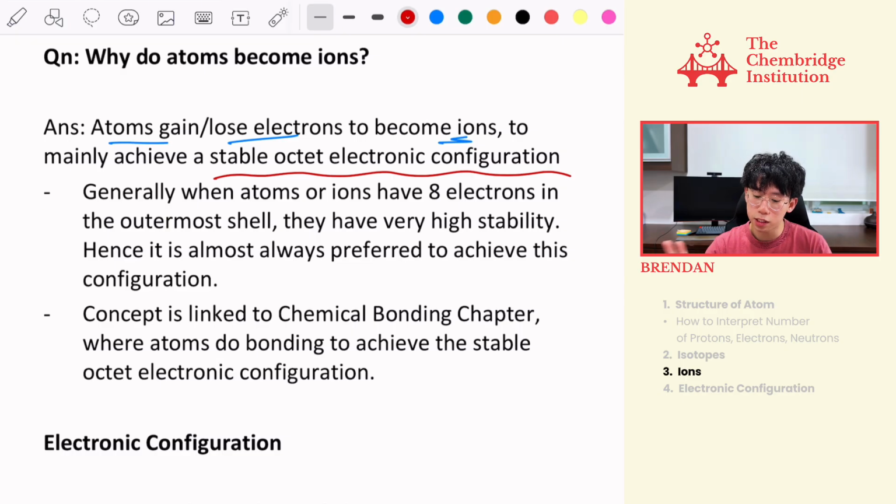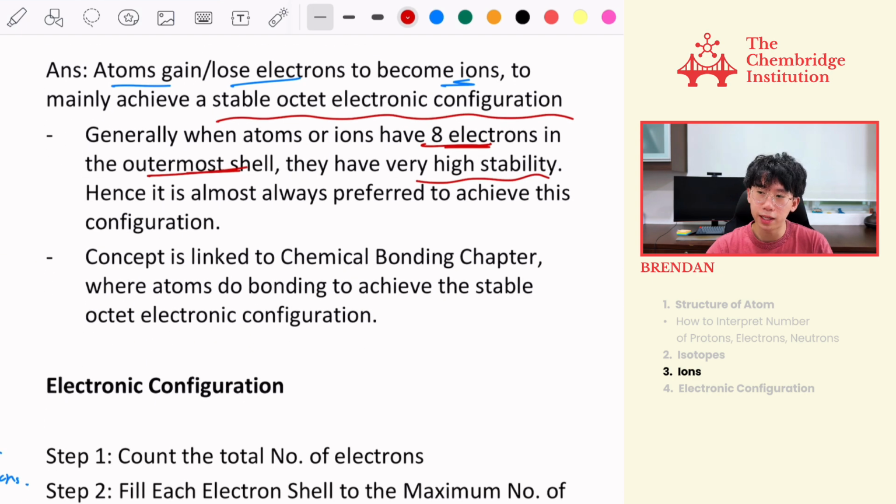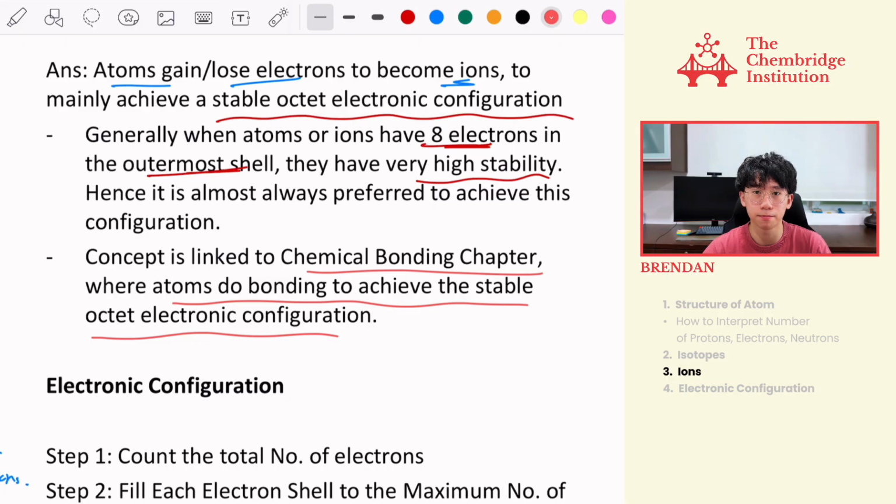Now, why is this important? It's because when atoms or ions have 8 electrons in the outermost shell, they generally have very, very high stability. And this is so stable that it is almost always preferred to achieve this state itself. So atoms generally would try to become ions to achieve this stable octet configuration. And this is also linked to our chemical bonding chapter, where atoms actually do bonding to achieve this stable octet electronic configuration. And we will get to that in the next chapter.